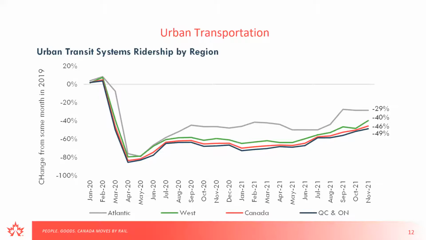Fortunately, in July 2021, we started to see a bit of a recovery, and we saw gains each month. And in November, we were at 46% below 2019 levels. So ridership had climbed to greater than half of its pre-pandemic level. And this was the case in all regions. You see Quebec and Ontario, the most affected, reached 49% below 2019 levels. And then Atlantic Canada, the least impacted, but still significantly 29% below 2019 levels. Right, next.